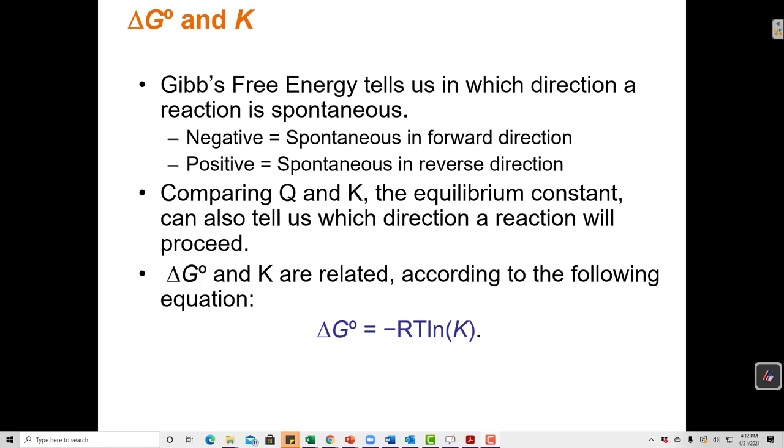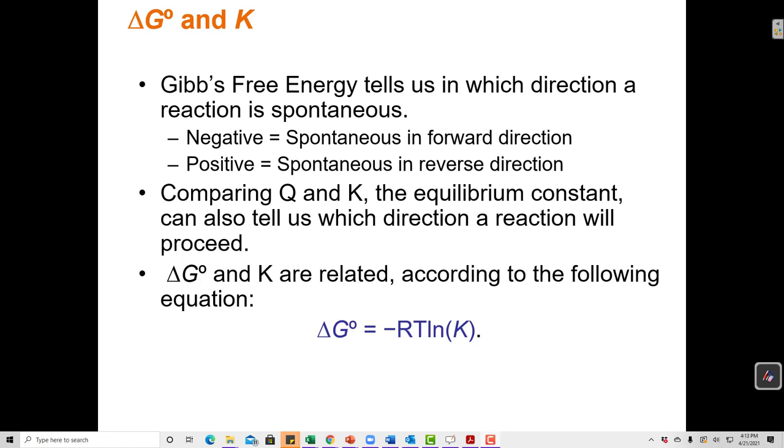So the value of delta G tells us which direction we can expect a reaction to go. Is it going to go forwards or backwards? Well, remember when we were talking about equilibrium, we could come to the same conclusion if we compared the values of Q and K. Remember, Q is the reaction quotient, and it has the same mathematical form as K. It's just products over reactants.